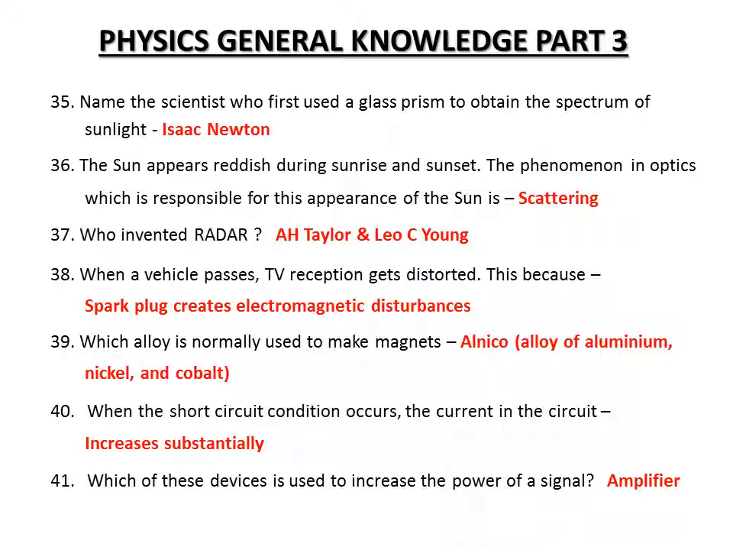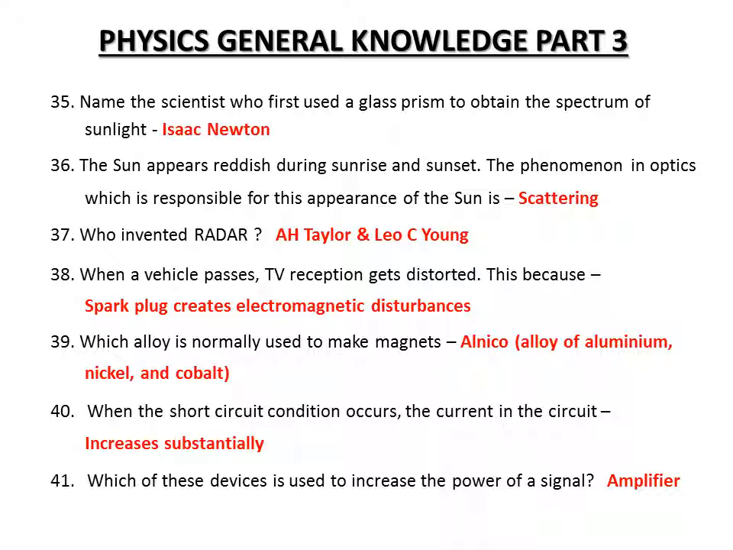Name the scientist who first used a glass prism to obtain the spectrum of sunlight. Isaac Newton. The sun appears reddish during sunrise and sunset. The phenomenon in optics which is responsible for this appearance of the sun is scattering. Who invented radar? R. Taylor, Liu C. Young. When a vehicle passes, TV reception gets distorted. This is because spark plug creates electromagnetic disturbances.